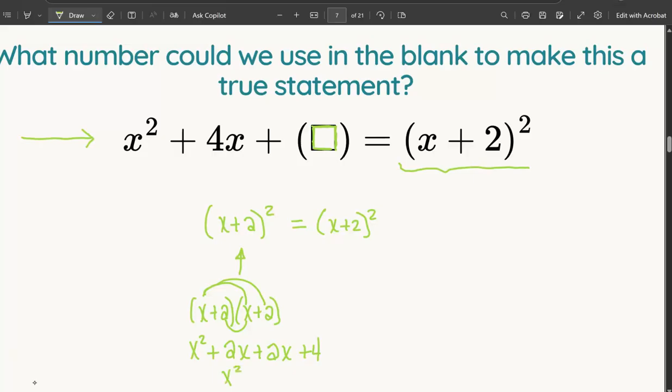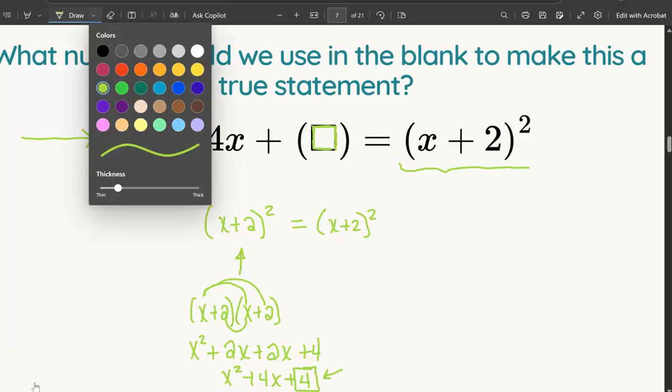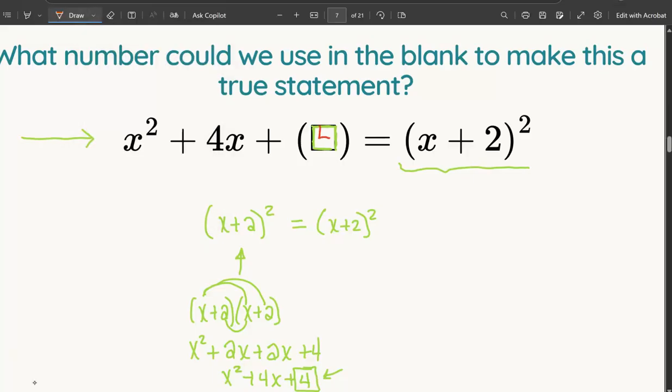I get x squared plus 4x plus 4. So this is the number that we're looking for, that 4 right here. So now I know I can come in and put 4 here, and then this is a true statement. And so the way that we're going to find that number, I'm not going to ask you to do all this work every single time.